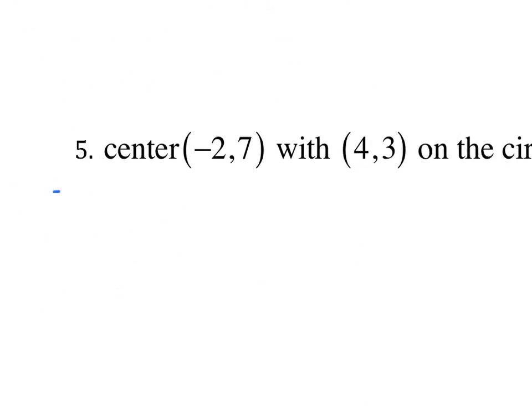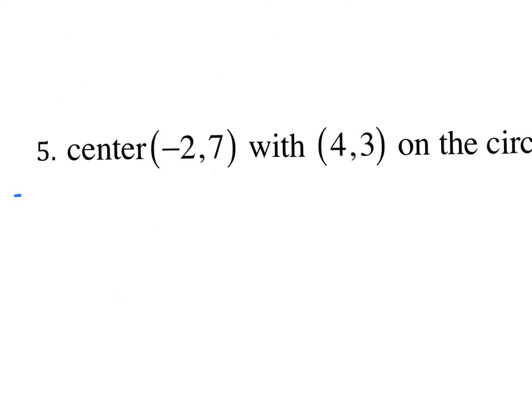Now this last one, I'm given the center, which means I can actually start with the equation. I can take the opposite there, and then add the y minus 7 all squared. So the question is, what belongs right here? What's my radius? We're told that 4, 3 is on the circle. So if I find the distance between these 2 points, then that's going to be my radius, which I can square in just a moment.